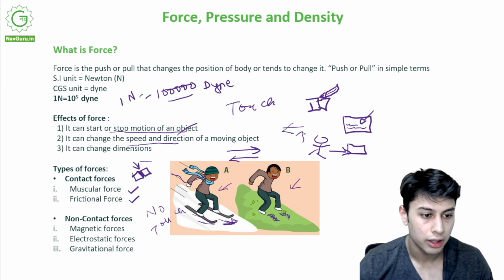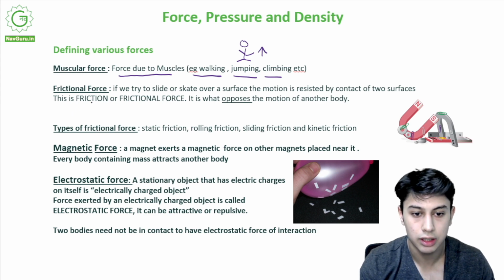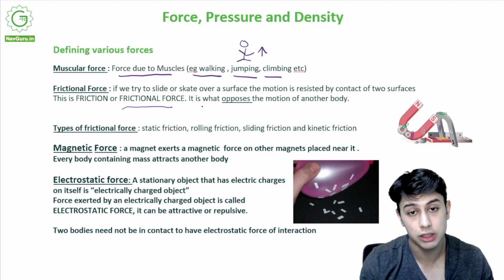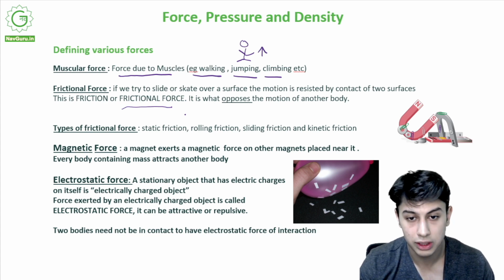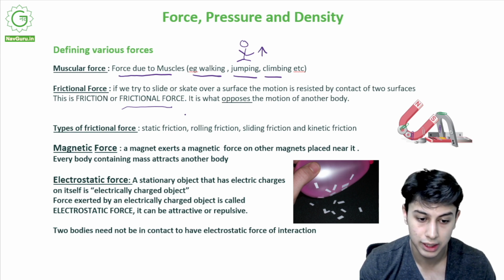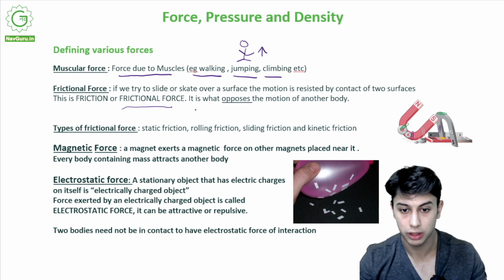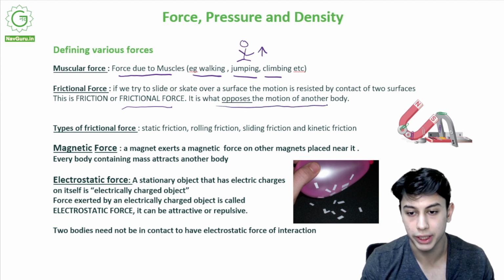This is friction or frictional force. You are able to walk because of frictional force, otherwise we won't be able to walk. Why? We exert a force in one direction and there is something resisting in the opposite direction. That's why we are able to walk forward. It is what opposes the motion of another body.